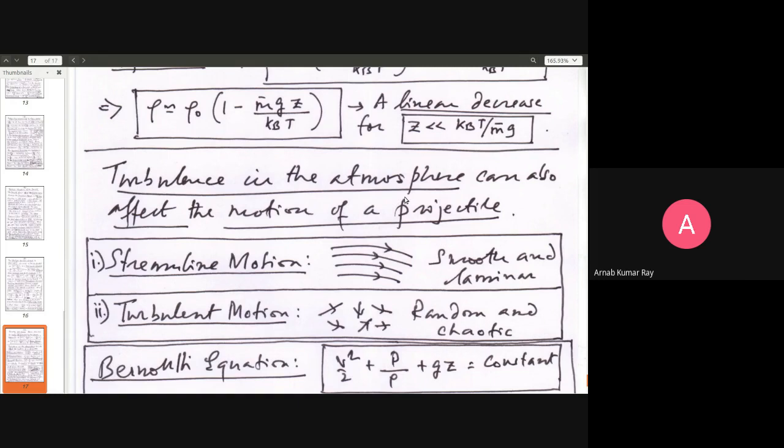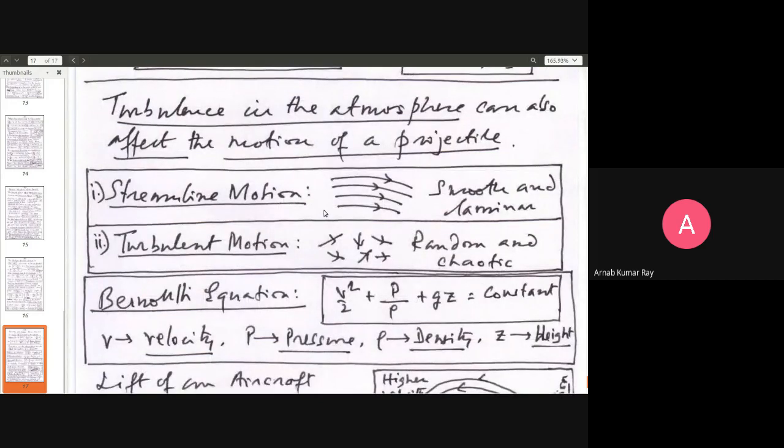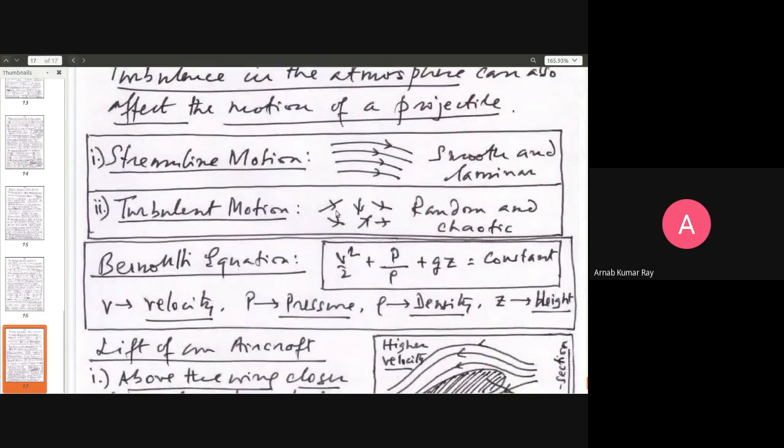So air does not have much natural viscosity of its own, but the fact that there is turbulence means that this resistance to anything is enhanced because of turbulence. So let us see. Turbulence in the atmosphere can also affect the motion of a projectile. In order to do so, let's try to understand streamline motion and turbulent motion.